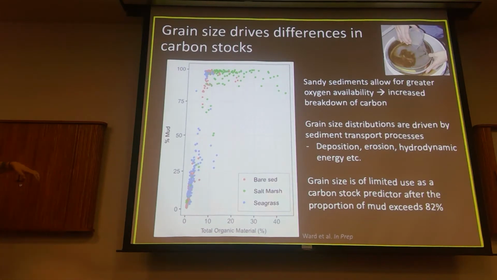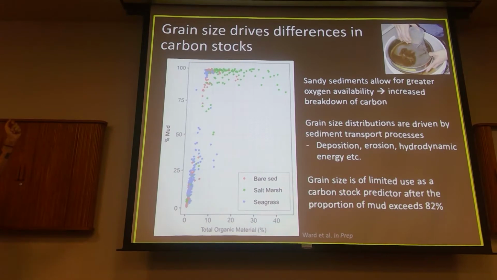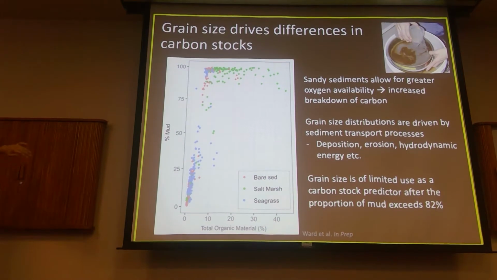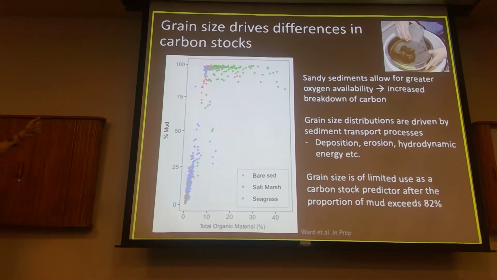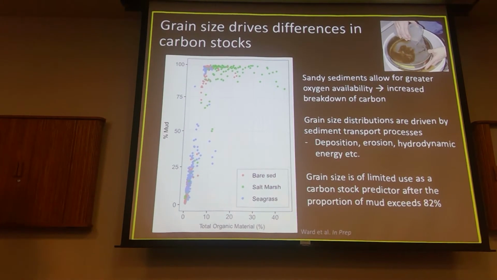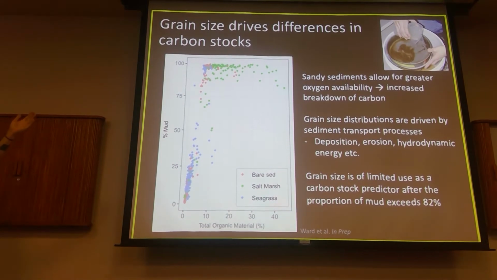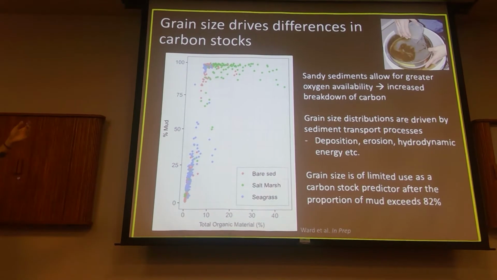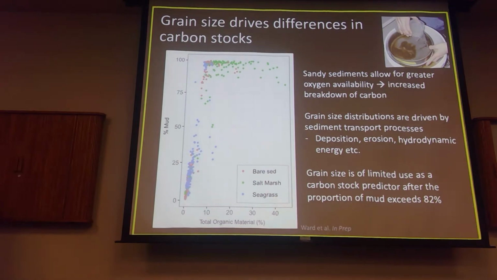Smaller grain sizes mean really sandy sediment, and larger grain sizes, higher percent mud, means really fine sediment. And you can see there's a really nice relationship between total organic material and grain size. So as the grains get smaller, you can store more carbon in your sediment. And then after you get to really fine grain sizes, it's so fine we can't even sift it, and it falls apart, and you just see an increase in total organic material at the 100% mud data.